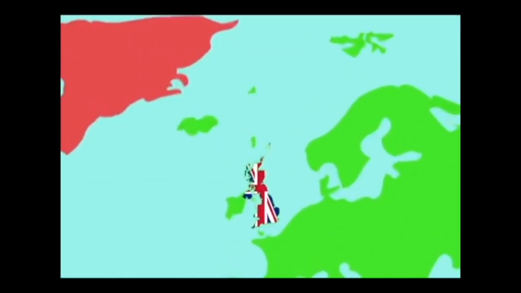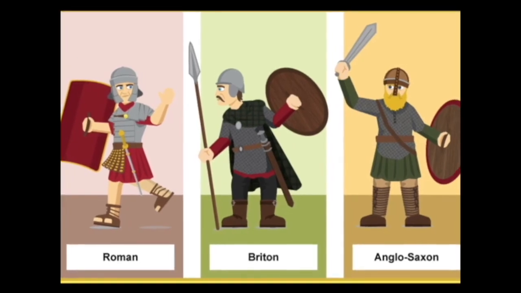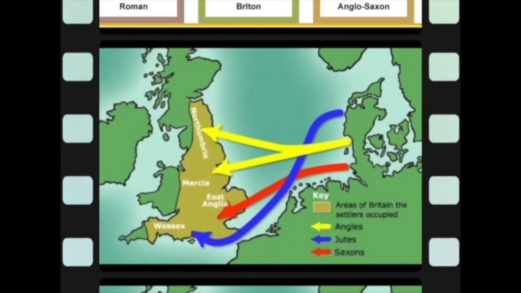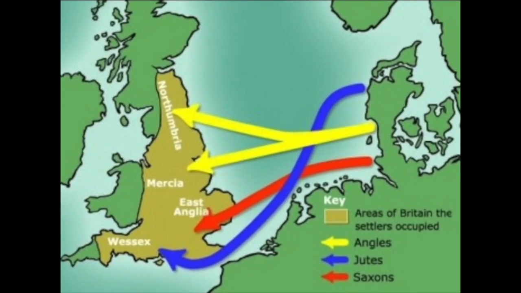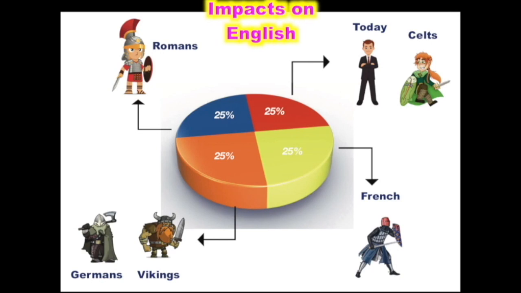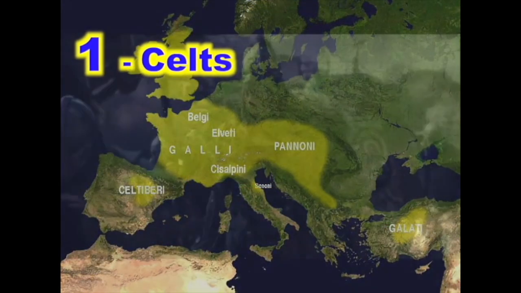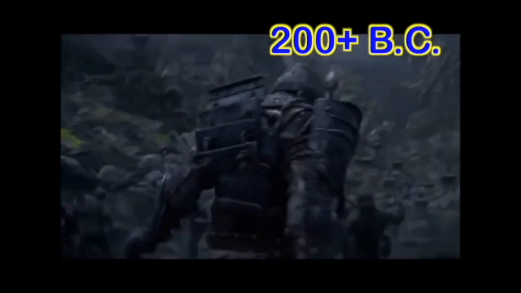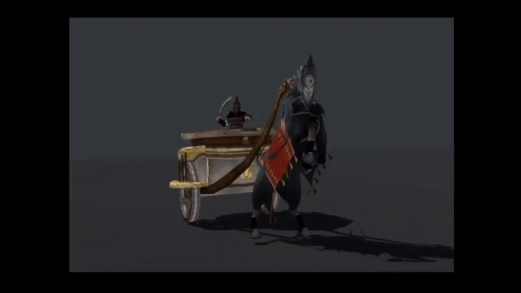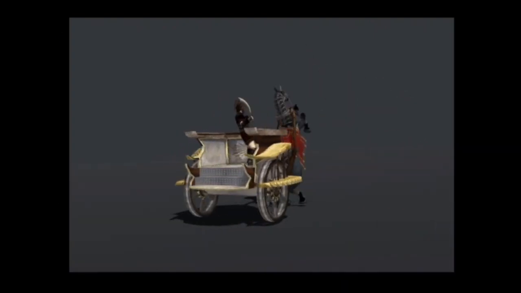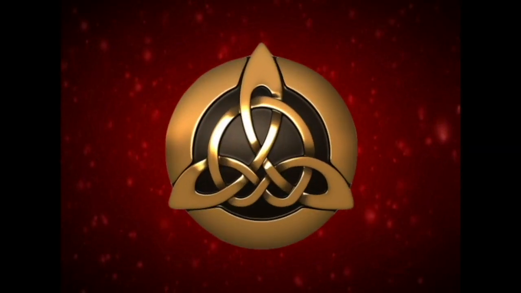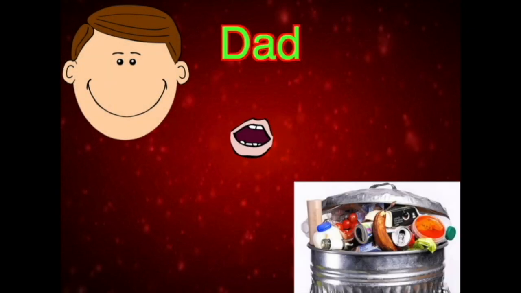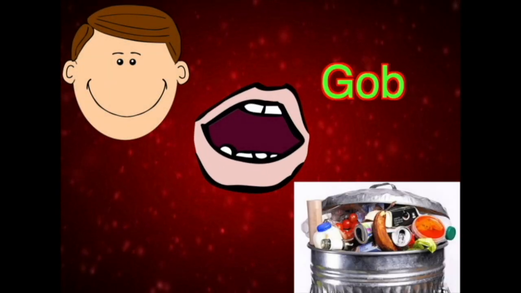English is a worldwide language that comes from England. Over years, different people come to England. They change English. Here are five impacts on English. 1. Celts. Long ago, Celts moved from Europe to England. Celts have chariots but can't write. A few English words come from the Celts, like dad, ben, and gob.